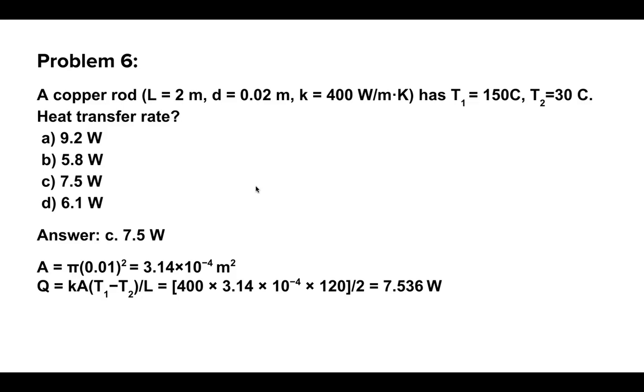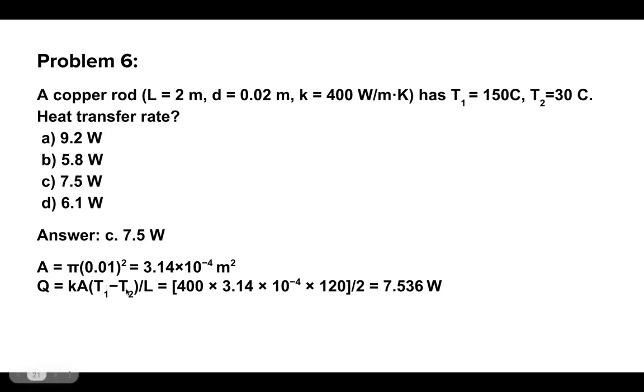So this is the equation for heat transfer, KA (T1 minus T2) divided by L, where K is the conductivity, that is 400 watt per meter Kelvin. A is the area of cross section, so that will be pi r square. Your diameter is 0.02, so your radius will be 0.01, half of it. So pi r square will give you this value, 3.14 into 10 raised to minus 4 meter square.